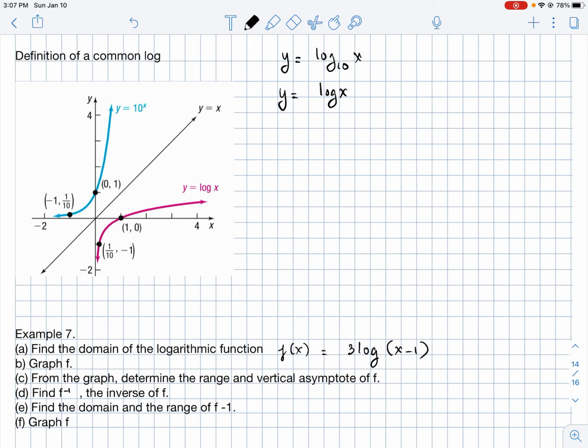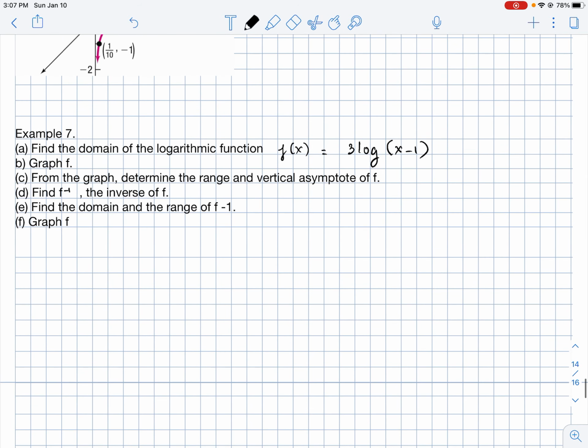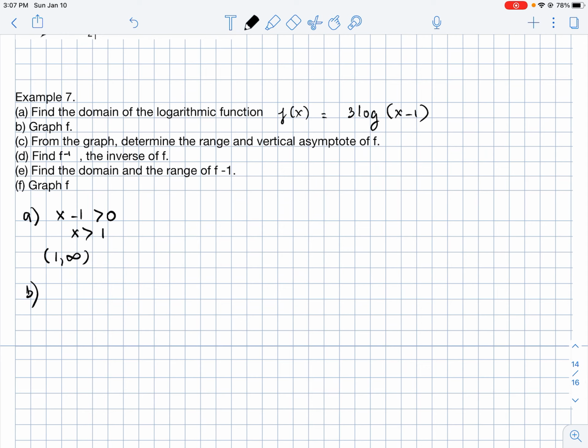In example 7 below, I will show you how to graph log base 10 of x, the common log. In problem A, we want to find the domain. So we will set x minus 1 greater than 0. So the domain is x greater than 1, so (1, infinity).